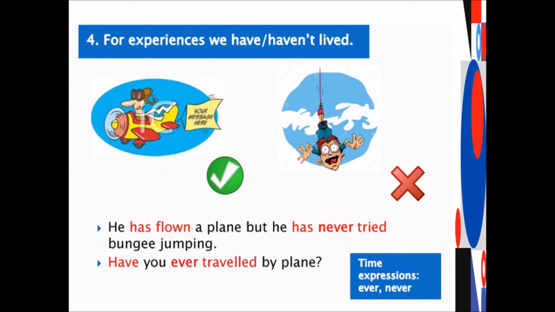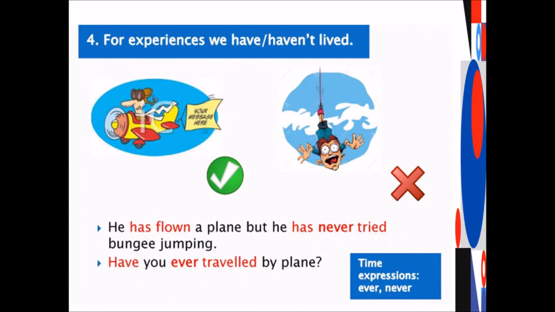You see, to fly a plane, this is something unusual. And to try bungee jumping is also something unusual. So for these situations, we can consider them as experience of life, right? So the best grammar to be used in this case is the present perfect. As we have the other example, have you ever traveled by plane? Okay, it is important to know that ever in this case means at any time. So, have you at any time in your life eaten Mongolian food? Okay, so at any time, ever.